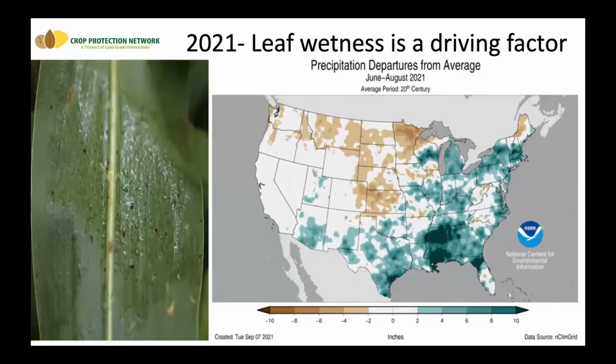And when we look at leaf wetness as a driving factor, you can see our own state this last growing season and good parts of Michigan, Wisconsin, and other places that experienced the disease this year.